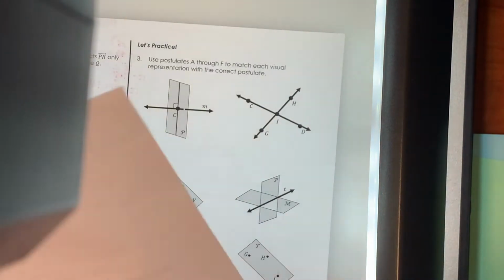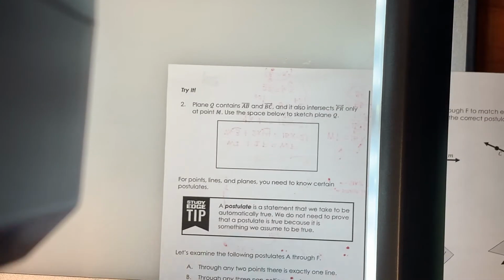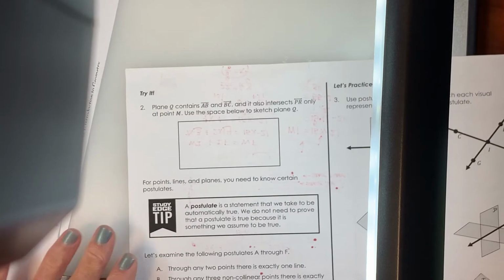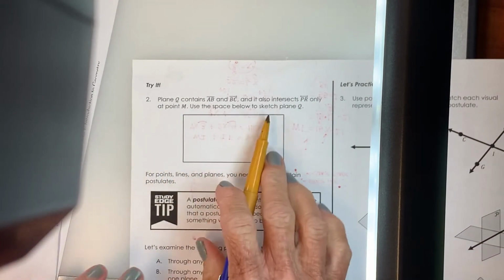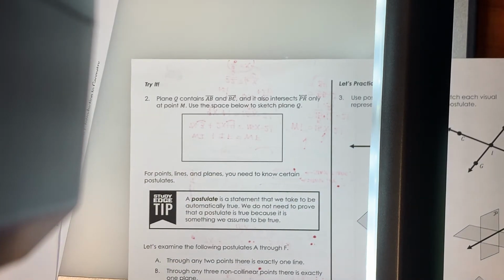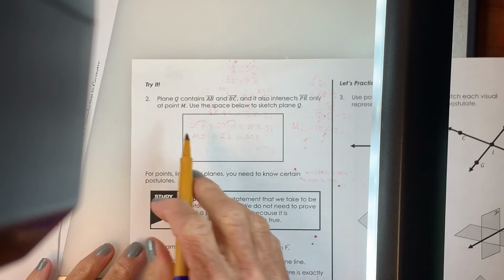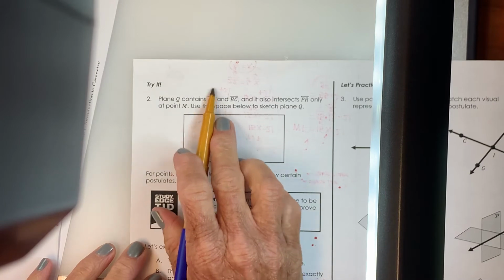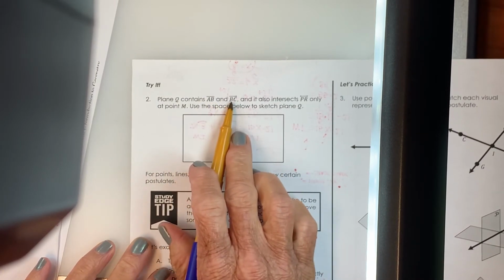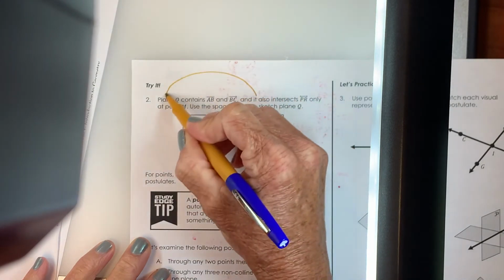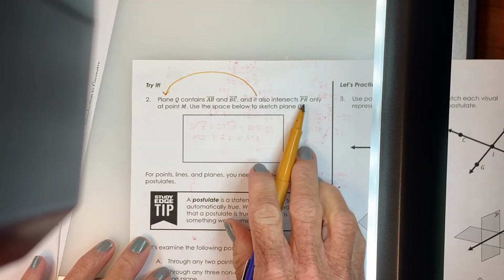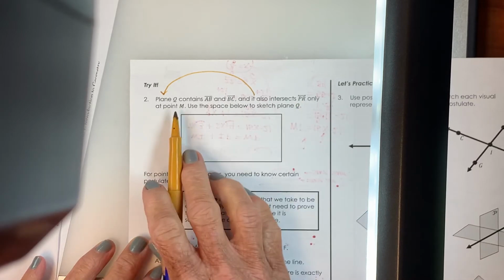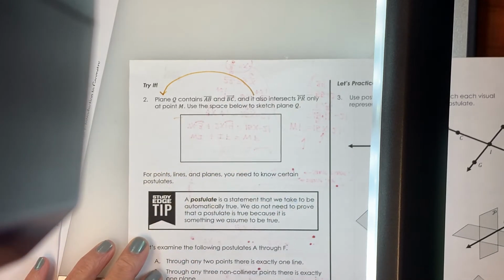All right, continuing on. This is tricky, and you might want to pause the video and try it. It's a little challenging, but we need to draw this. We're going to sketch it. Some of you are going to find that sketching is really difficult for you. I will admit, after all these years, I'm still not particularly good at it, but we're trying to draw things in 3 dimensions here. So we want to draw a plane Q. In that plane, because it's going to contain, we need to have segment AB, ray BC, and it, and by it I mean the plane, also intersects line PR, but only at point M. We're going to sketch that below.